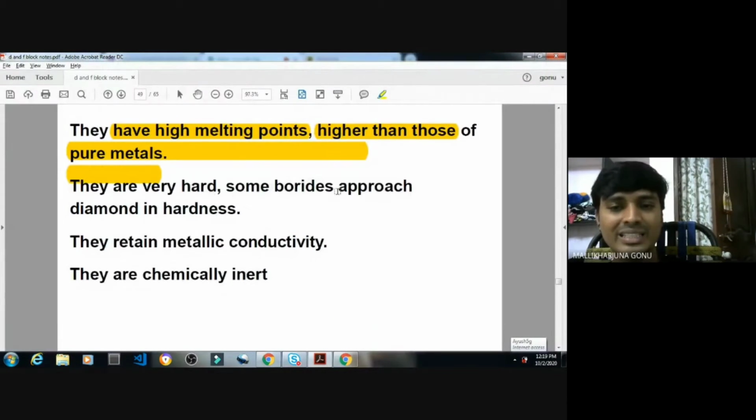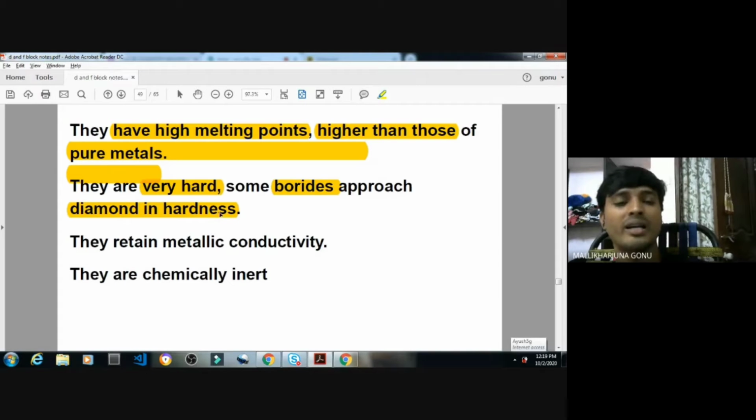They are very hard. Some borides approach very hard. Very hard means you can imagine very strong. Some borides, for example, cobalt with boron. Boron is a small element that will take place as an interstitial compound. They can approach as much as diamond hardness. Diamond is the hardest substance. If you make this type of interstitial compounds, they will be as strong as diamond. That's how industrially, the aluminum vessel you use is basically not only aluminum. It contains carbon also. That's how it is more stable.